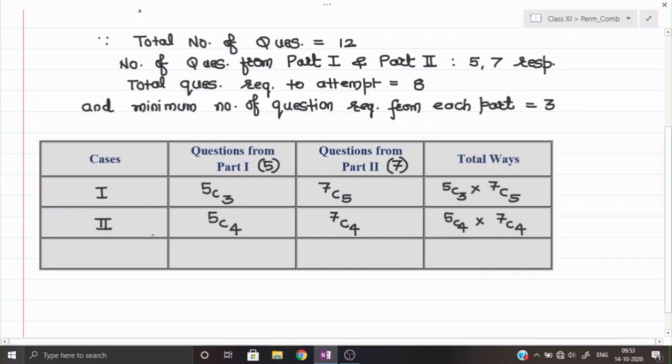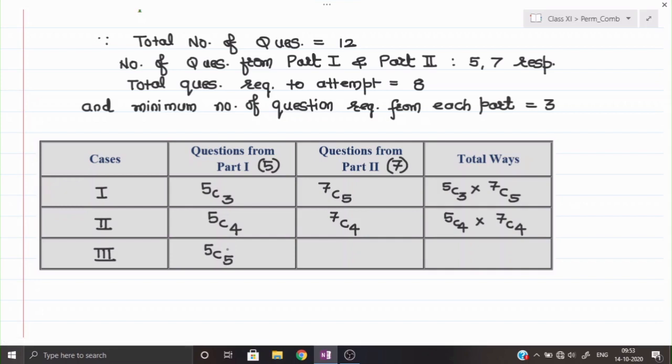Okay, let us see the third case. In the third case, now I will take all the 5 questions from part 1. Part 1 is very simple. We can take more than 3, you can take any questions over there.